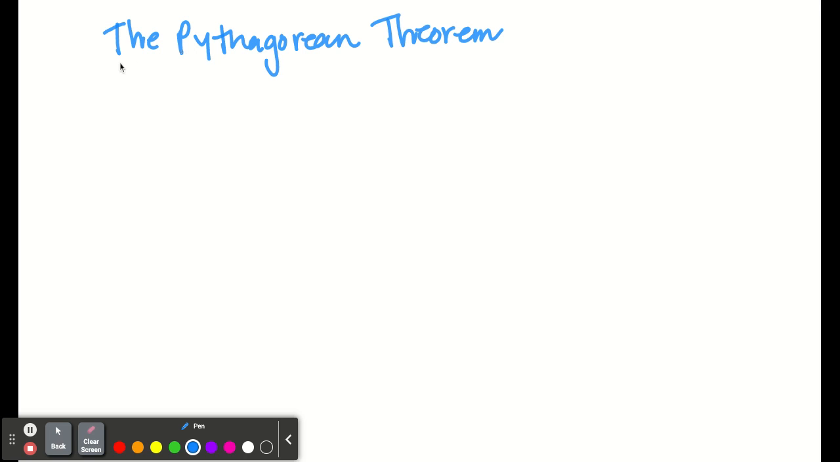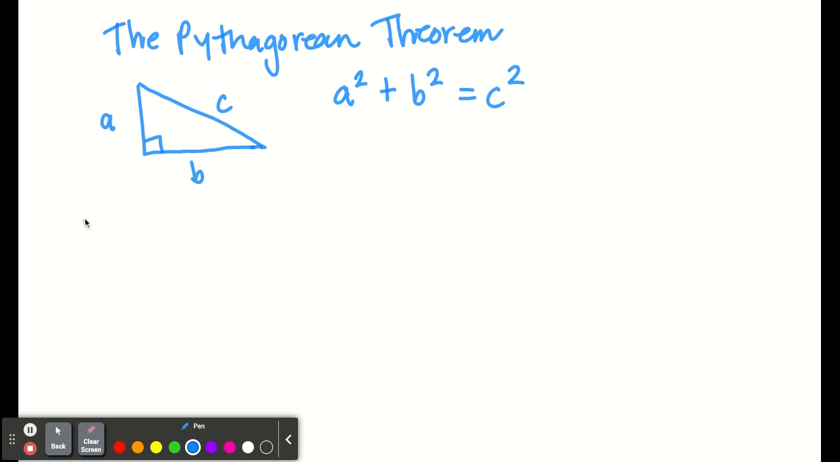The Pythagorean Theorem states that the leg of a right triangle squared plus the other leg of a right triangle squared is equal to the hypotenuse squared. So this is where we have a squared plus b squared equals c squared, but again, remember that c has to be the hypotenuse. So we use the Pythagorean theorem when we're looking for the missing side of a right triangle.